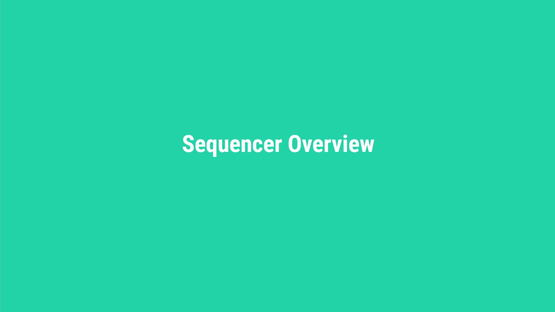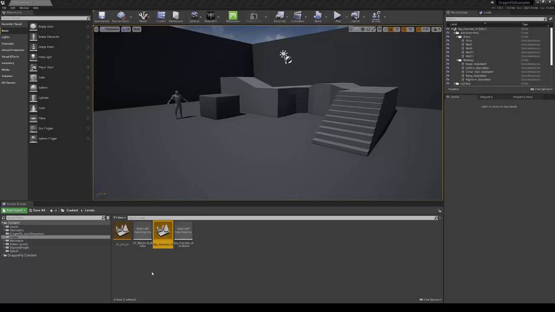I'm going to start this tutorial with an overview of the sequencer workflow. If you have downloaded the sample project, we are currently looking at the sequencer overview level, which can be found in the levels folder of the content.